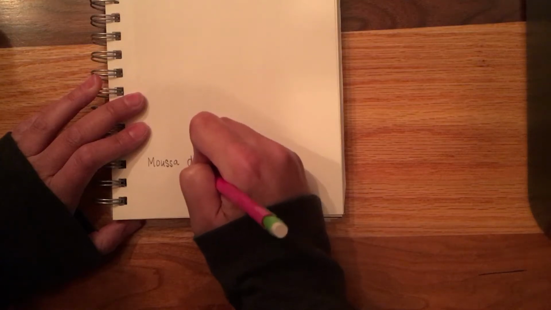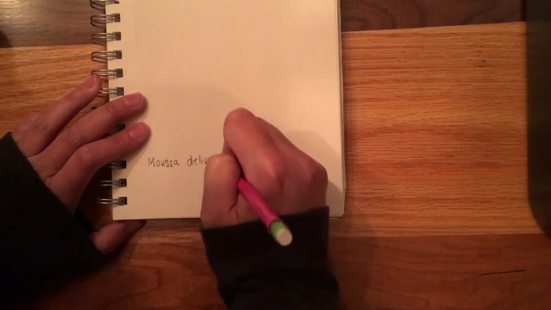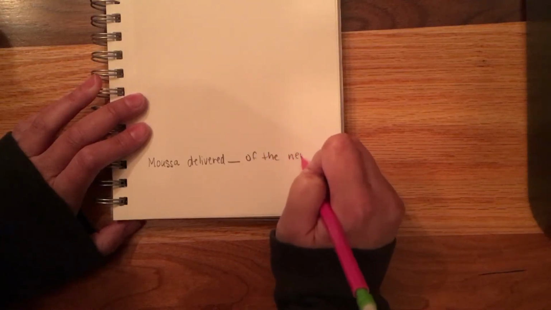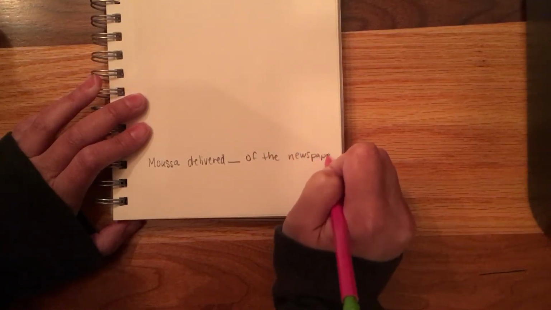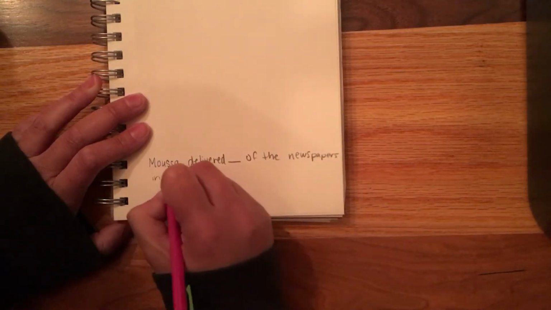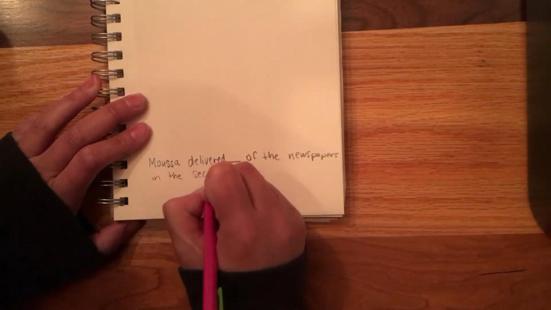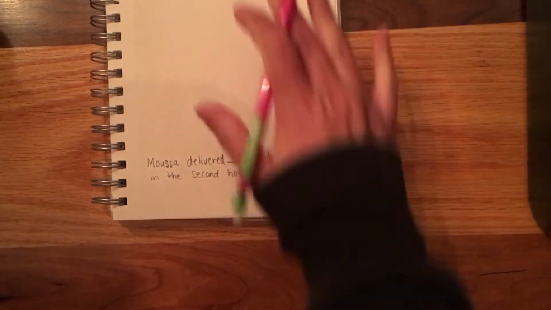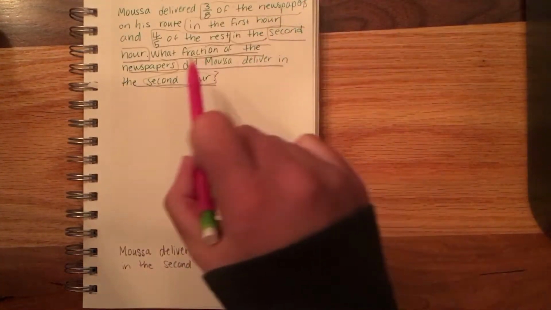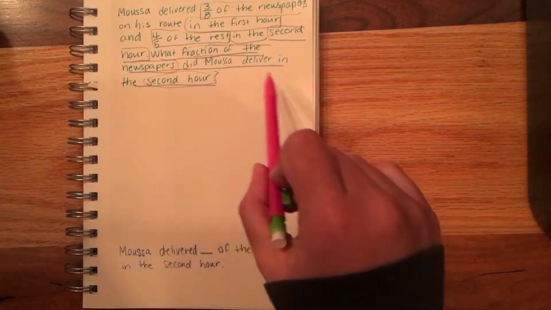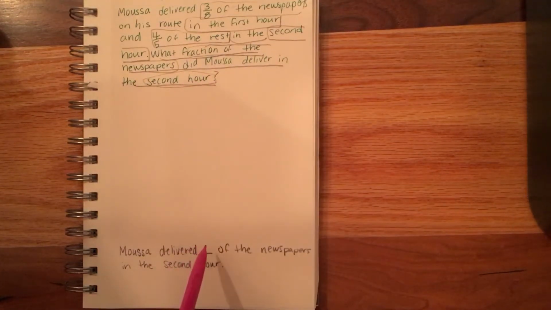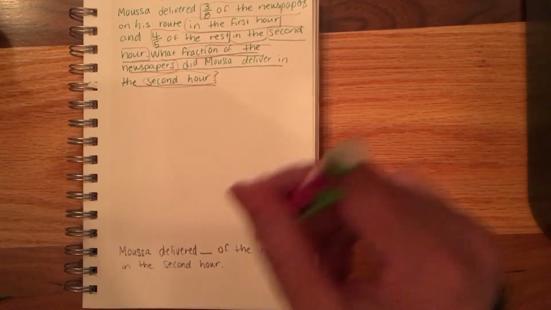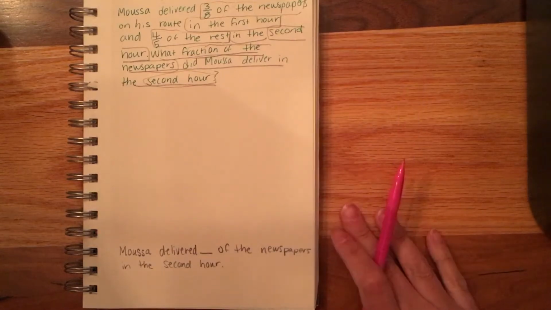Musa delivered blank of the newspapers in the second hour. Now remember, your answer statement wants to match the question as closely as possible. The question is, what fraction of the newspapers did Musa deliver in the second hour? Musa delivered blank of the newspapers in the second hour. So you want to stay really close with your answer statement to how the question is worded.